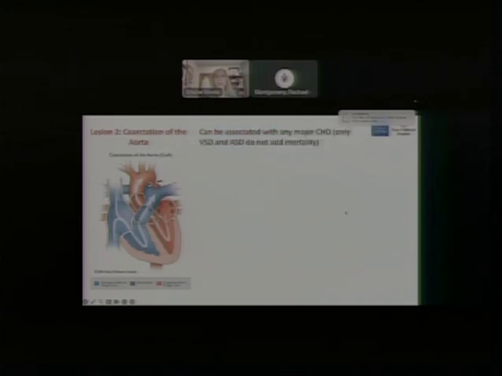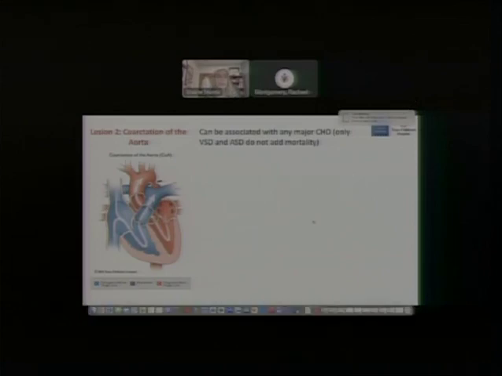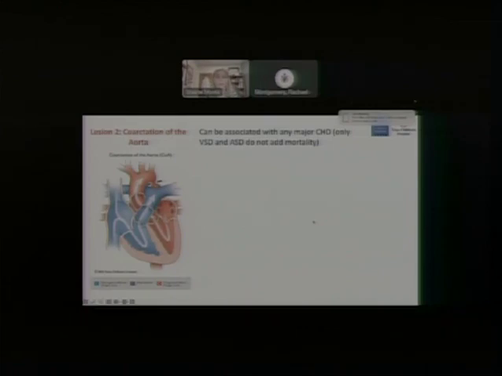So this can be associated with any major congenital heart disease. So it can be added to transposition. It could be added to truncus arteriosus. It could be added to multiple other conditions. And so let's look at that versus HLHS.